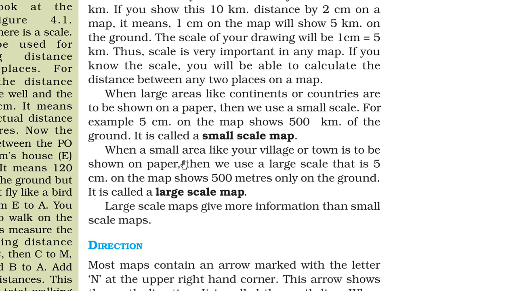And when a small area like your village or a town is to be shown, then we use a large scale map. That is, say 5 cm on a map may just represent 500 meters only on the ground. So this is called a large scale map. So a large scale map gives us more information than the small scale map.